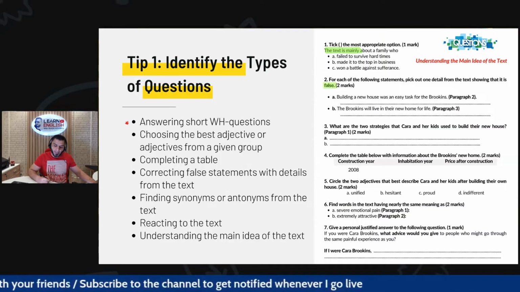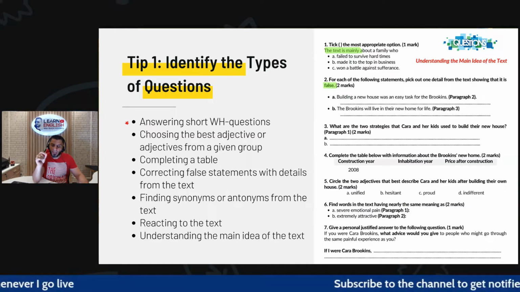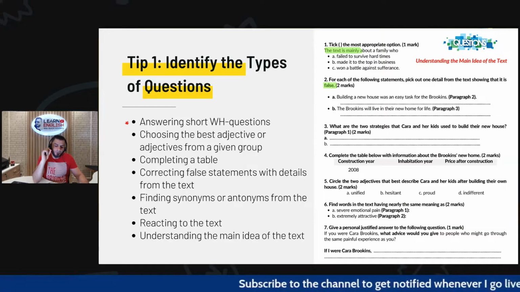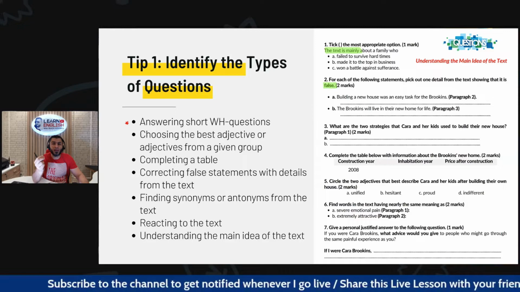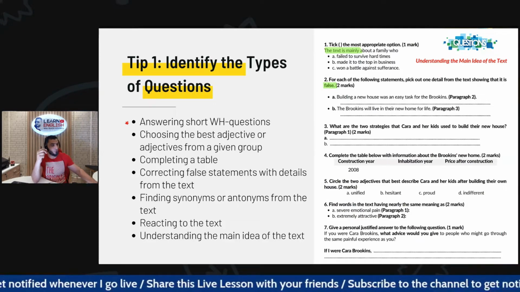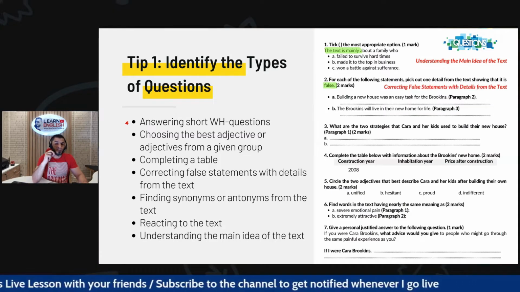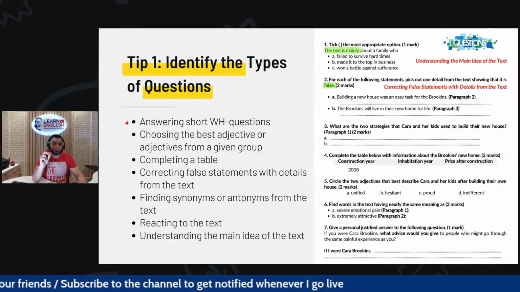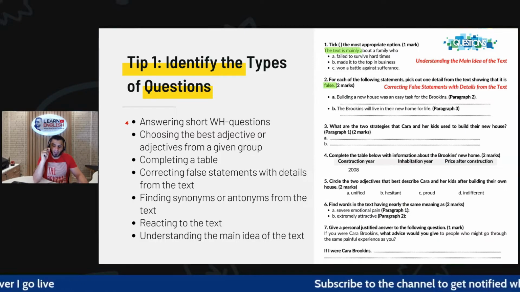So moving on to the second question. For each of the following statements, pick out one detail showing that it is false. Of course, here we have false statements, and we have to find the correct answers from the text. So this type of question is correcting false statements with details from the text. Is it clear? Very good.